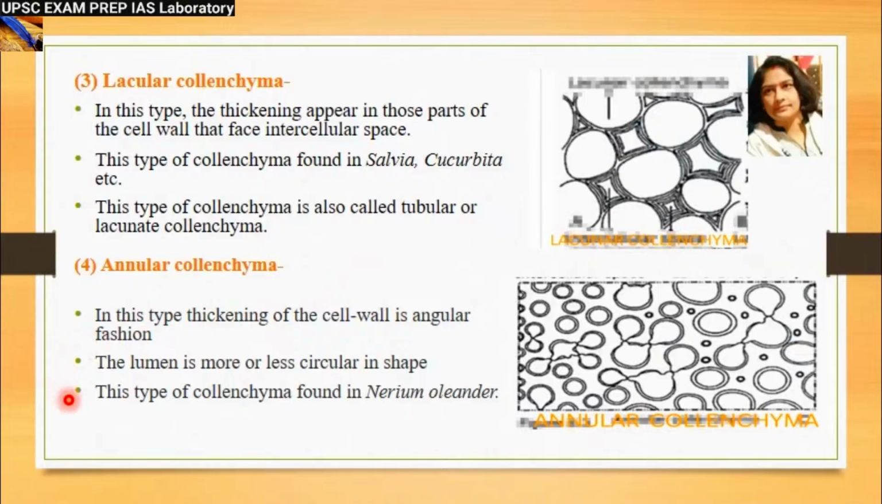The fourth one is annular collenchyma. Here the thickening of the cell wall is in an annular fashion, that is, around the entire cell wall, so that the cell loses its identity, and the cell's lumen is almost circular in cross section. This type of collenchyma is found in Nerium oleander.